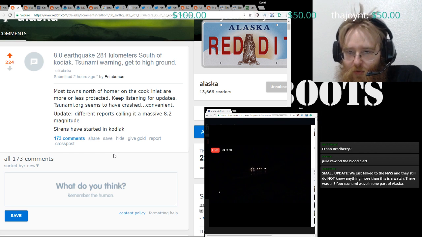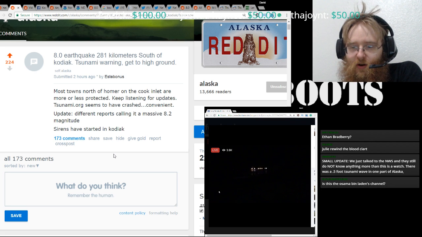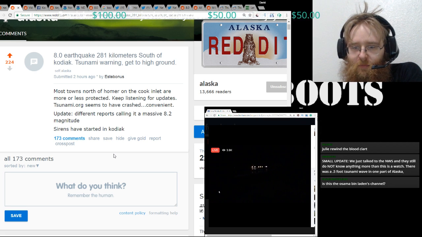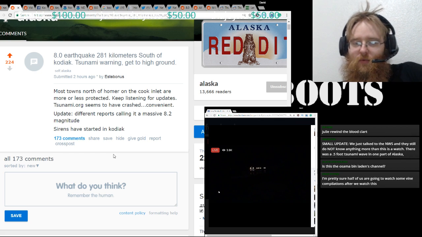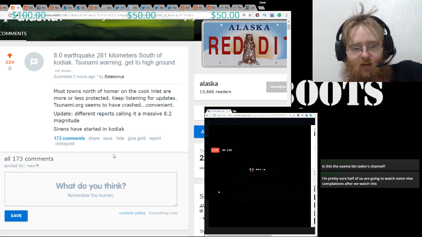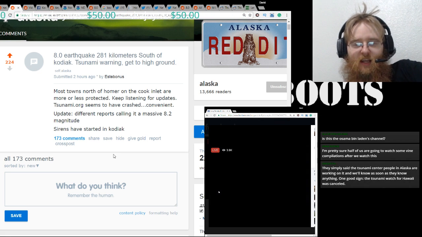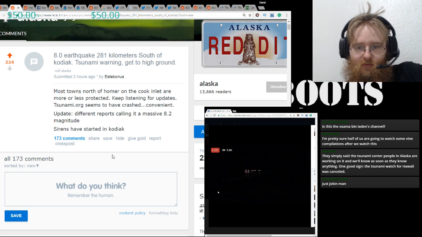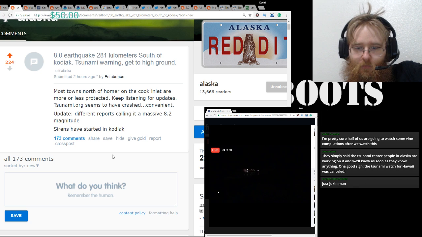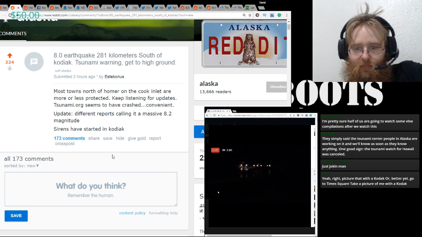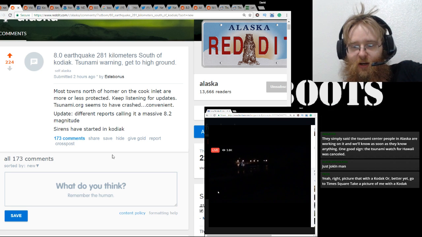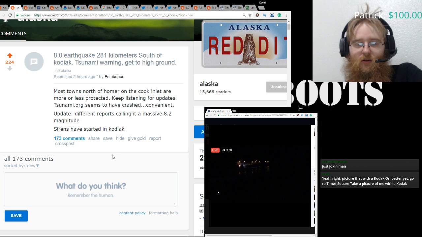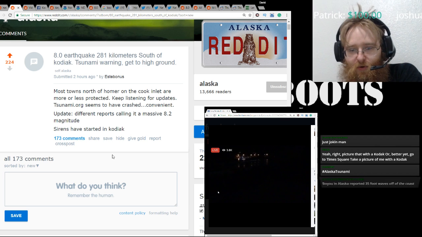We just talked to NWS. They still do not know anything more than this watch. There's still a 0.5-foot tsunami wave in one part of Alaska. So it looks like hopefully it's just this half-foot wave that we're looking at. One good sign: the tsunami watch for Hawaii was canceled. Yeah, that is a good sign that the watch was canceled for Hawaii.